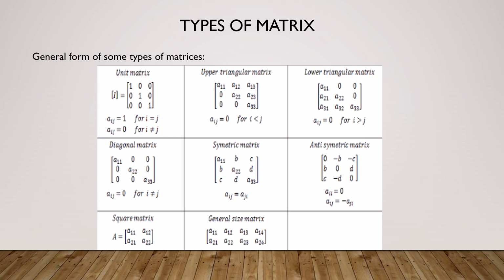Same way, antisymmetric matrix, A is equal to minus of A transpose. So in this case also the elements are listed. You have the general matrix. If you have a matrix which is not square matrix, it is a rectangular matrix, then you can have the elements of the form A11, A12, A13, and so on, and same way A21, A22, A23, and so on.